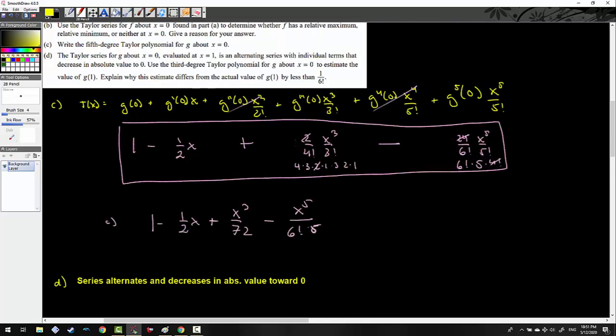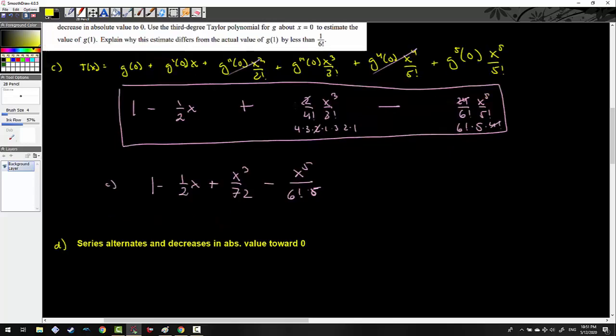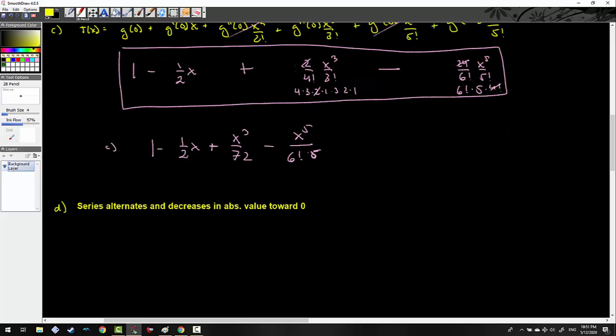So what do they want us to do? They want us to use the third degree Taylor polynomial about x equals 0 to estimate the value of g of 1. Okay, so remember, when it comes to alternating series error bound, we're going to use a finite number of terms to estimate an infinite sum. So what I'm going to do is I'm going to use the third degree version of part C, which is all the way through x cubed. I'm going to add those 3 things together, and then that's going to be my estimation.